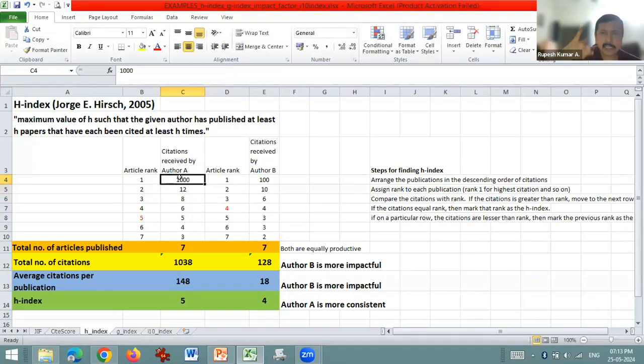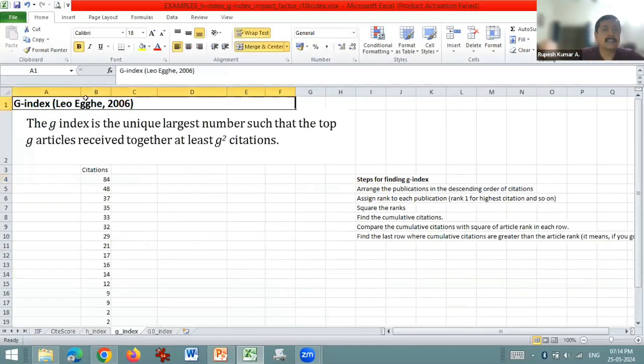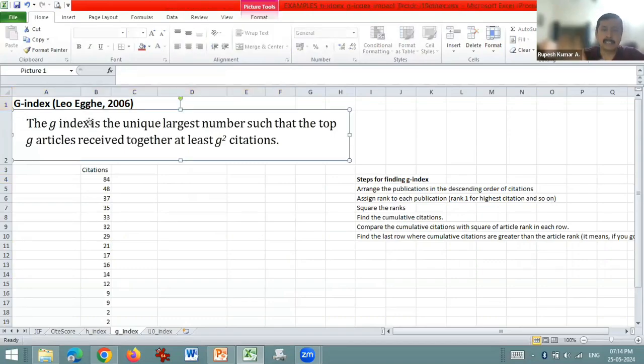So this was pointed out, the citation trimming, cutting off the citations in highly cited documents, was pointed out by another scientist called Leo Egghe, who devised in the following year. H index was devised in the year 2005, and Egghe devised G index in the year 2006. So G index is the unique largest number such that top G articles received together at least G squared citations.